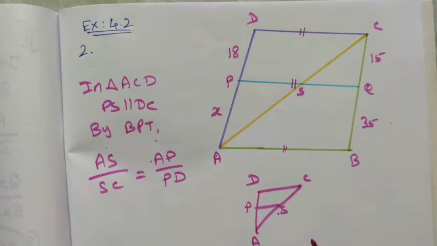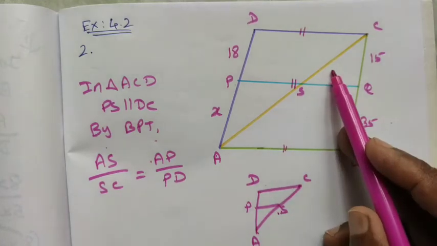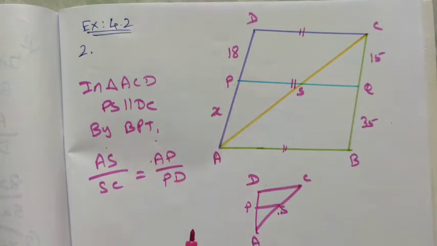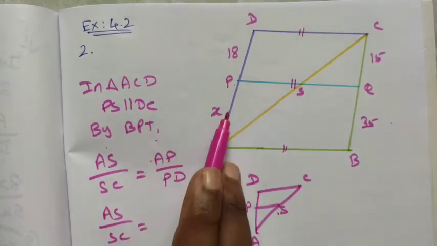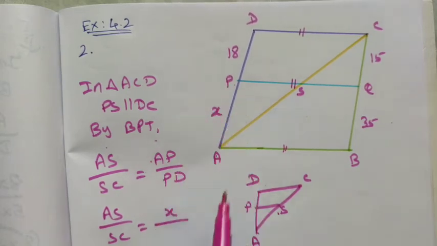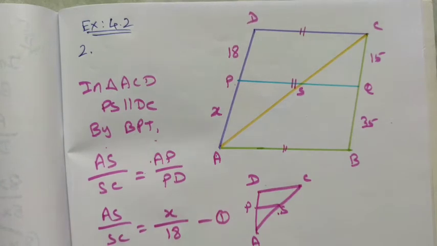AS we don't know the value, and SC also we don't know the value, but AP and PD we know the value, right? So AS divided by SC is equal to AP, which is x, divided by PD, PD is equal to 18. Let me take it as equation number 1.